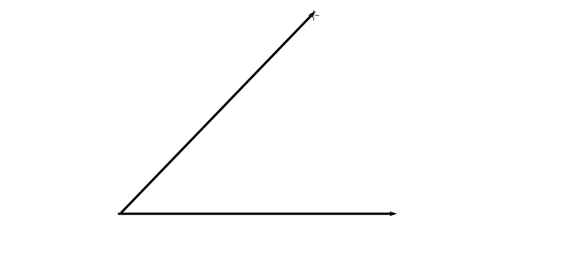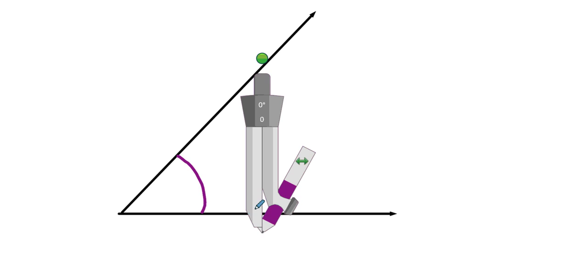Let's look at how to make an angle bisector. And by that, I mean the following. We've got a ray, we've got another ray, and we're looking to bisect this angle. We want to make two angles inside of there that are congruent. How do we do it? Using our friend, the compass.